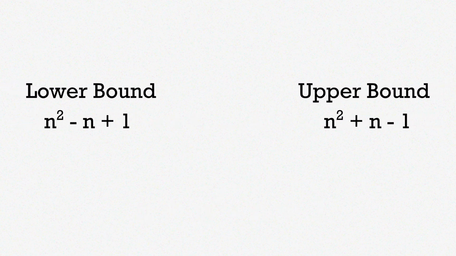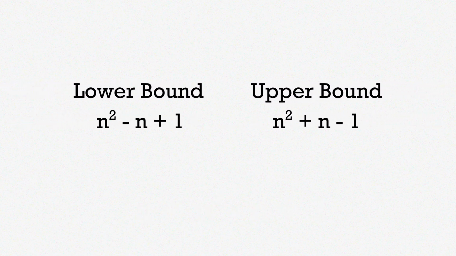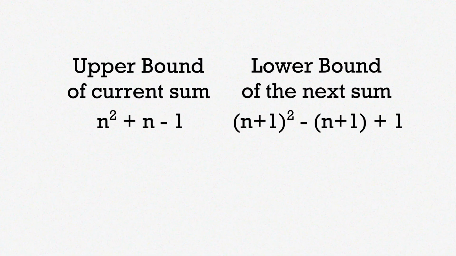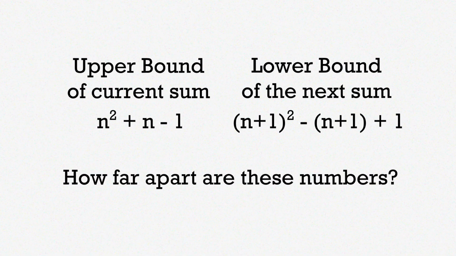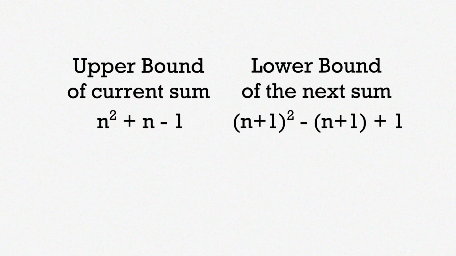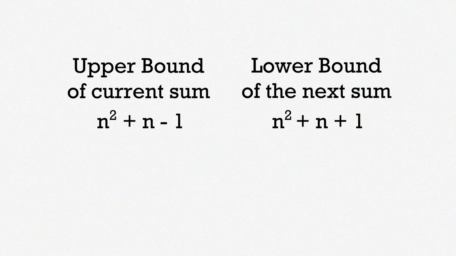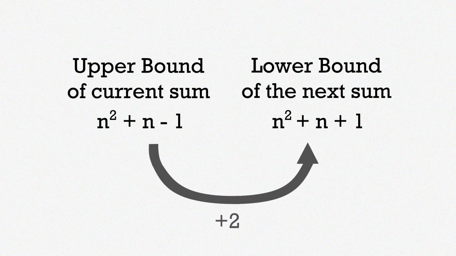What we want to do with these is compare them to the bounds of the next sum. More specifically, we want to compare the upper bound of this sum to the lower bound of the next sum. By doing so, we can examine the gaps between sequences, and hopefully find a sum formula for cubes. I'm sure you're tired of hearing it by this point, but let's simplify this expression. By squaring and combining like terms, we find that it reduces down to n squared plus n plus 1. This is notable because it's exactly 2 more than the upper bound of the previous sum.